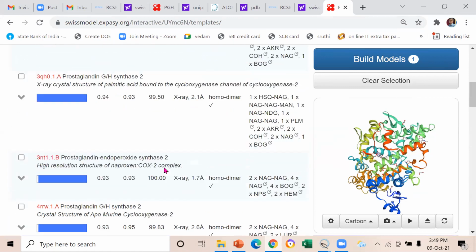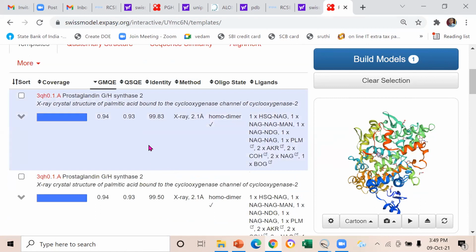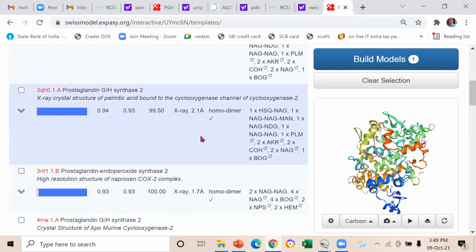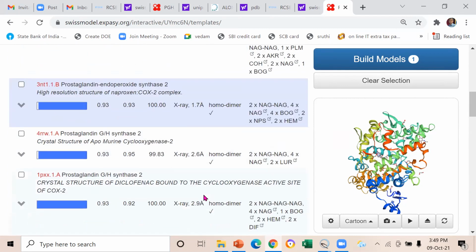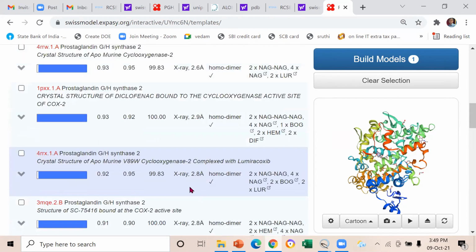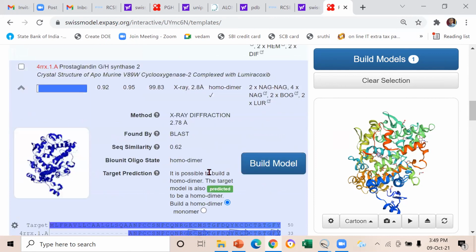It keeps giving a large number of proteins. It gives the sequence identity percentage, and it also tells you how the 3D structure of the protein was obtained: X-ray crystallography at 2.1 angstrom, and then X-ray at 1.7 angstrom. You can go to that structure, and there will be reference papers. You can see more of them also. So it gives you a lot of other information.